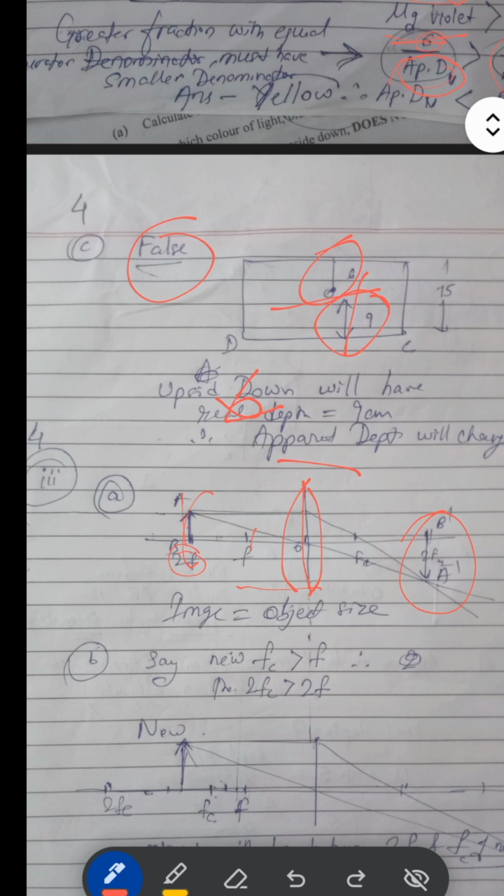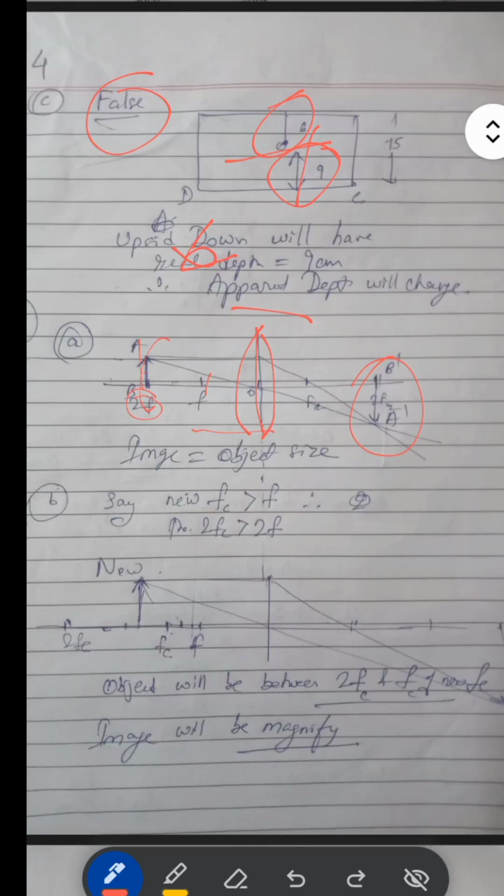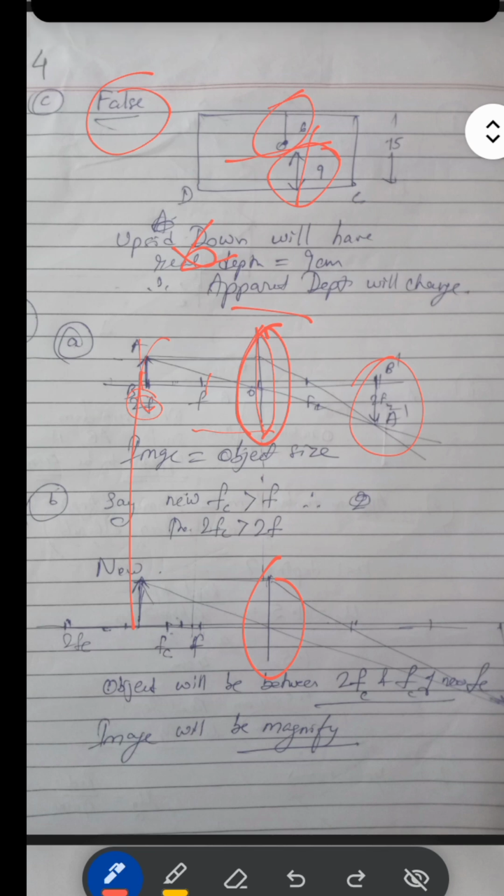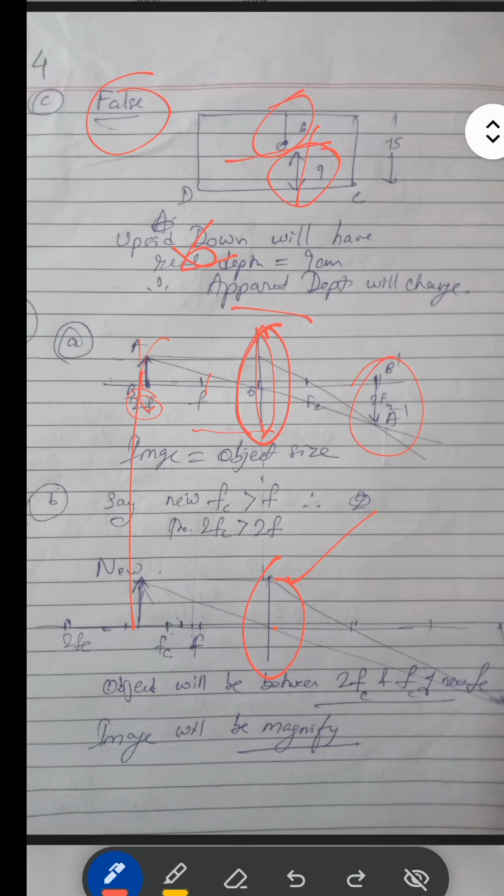Part B was: how will the size of the image change if we only replace the lens of the above arrangement with another lens of greater focal length? Now what you have to do is replace this lens with another lens, except the position of the object. The object position is not changed, the lens position is not changed, but the lens is replaced. The new lens has greater focal length. That means the focal length of the previous lens is smaller and this one is bigger. So if the focal length is bigger, the center of curvature will be farther.